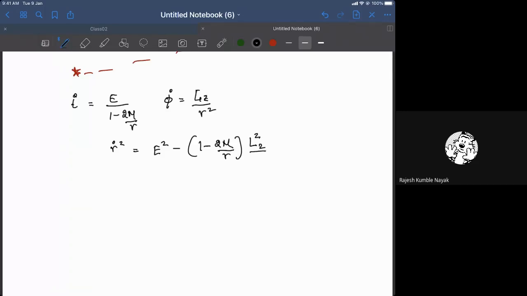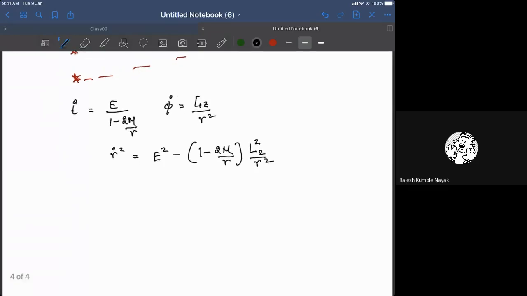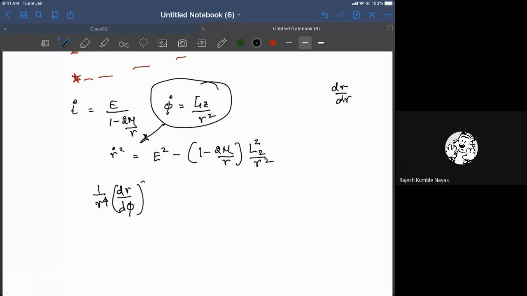So you get this equation. Now we have to convert this into the orbit equation. We write d phi by dr, use this equation and substitute in this as we have done before, and then we see that it is straightforward to write, as before, (dr/dphi) whole square is equal to E square by Lz square into 1 minus 2M by r into 1 by r square.